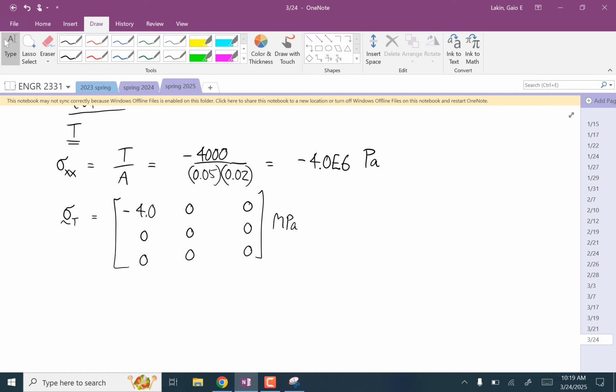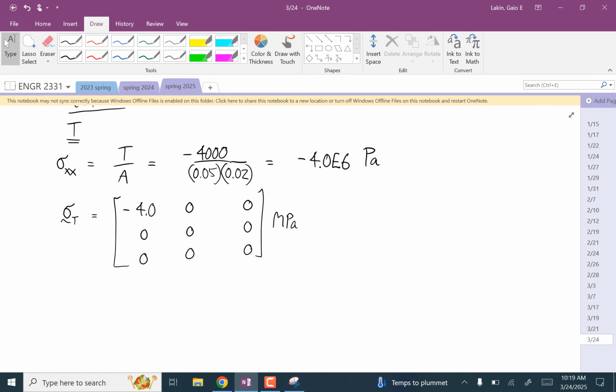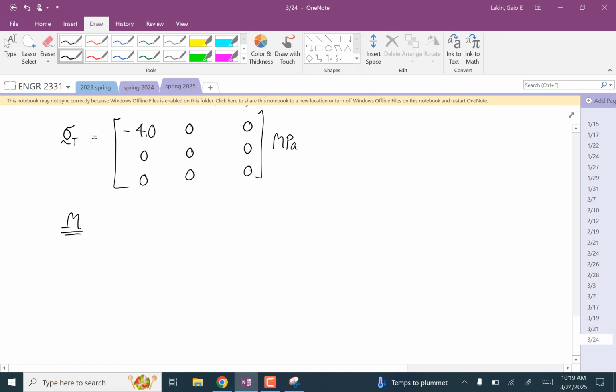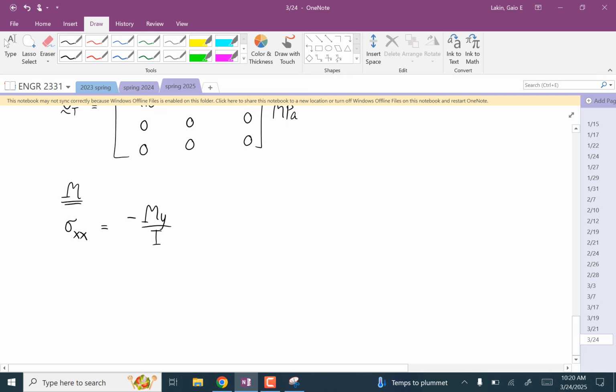Okay, so let's think of the top and the bottom as the two candidates, and we'll do it for both. Now we're going to do the stress due to the bending moment. And the formula says sigma x is equal to negative M times y over I. I'm going to do the top and the bottom both, and we'll see how it works.